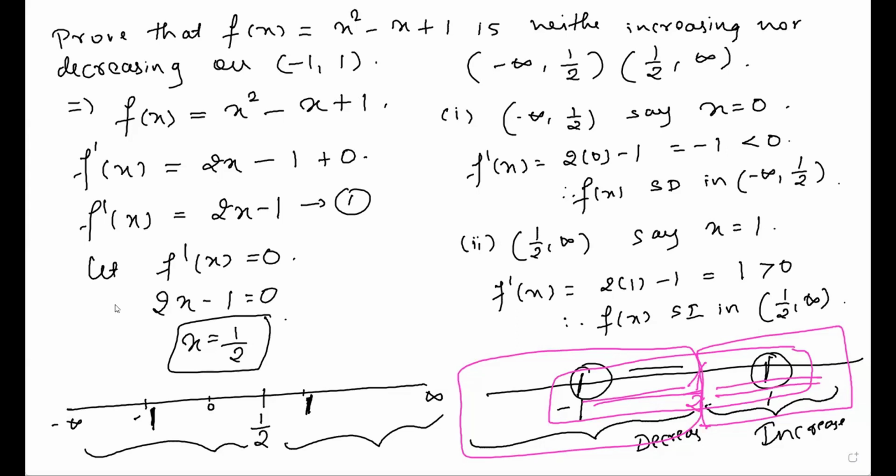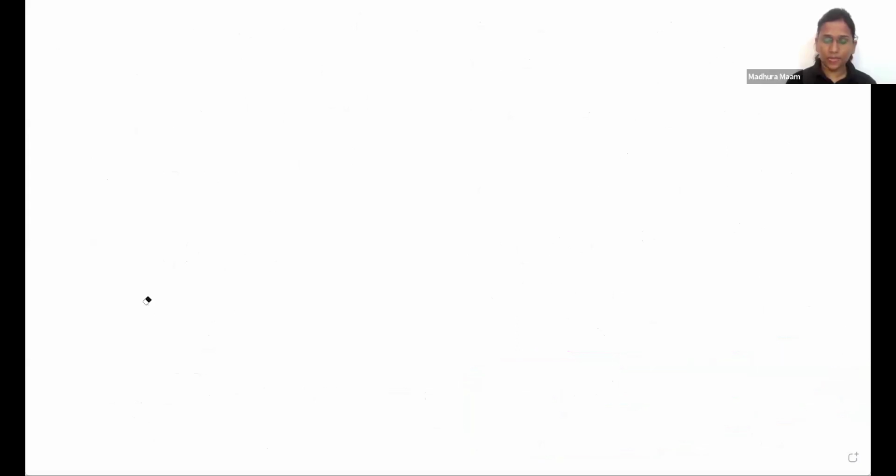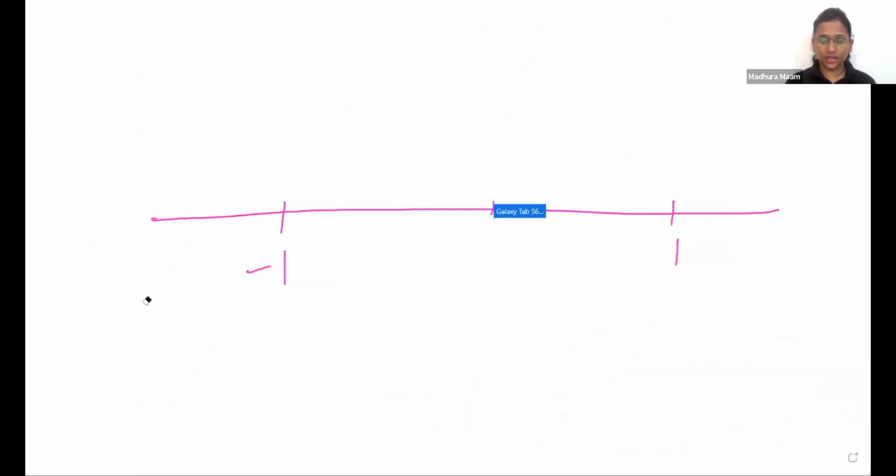Okay. So if you want, I will just draw once again here. So what they asked was in minus 1 and plus 1. But what critical point did we get? 1 by 2. Okay? So now I will write this minus 1 by 2 here.